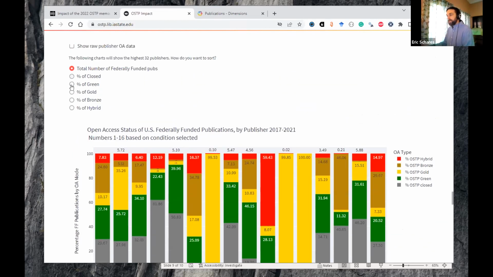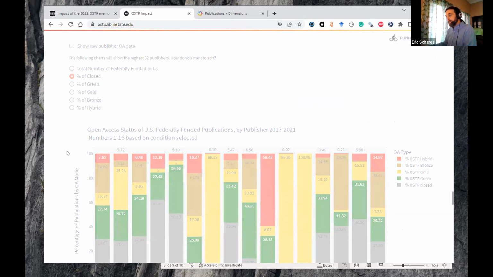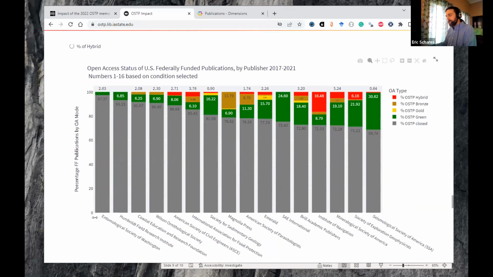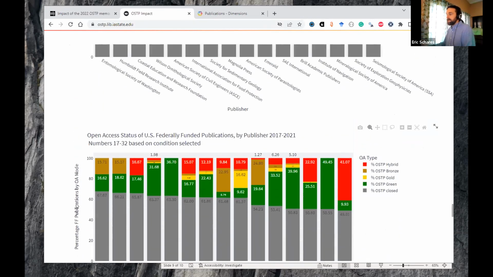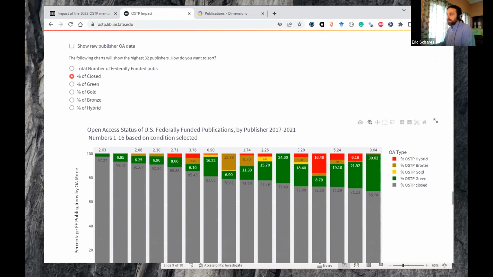We could change the manner of sorting. So let's look at who has the highest percentage of closed access on federally funded research. Now, the Entomological Society of Washington, the Humboldt Field Research Institute, right? Emerald, Brill, SAE. It's around 3/4. If we go down here to the next set, here's IEEE at 60% again. And so all the gray has to go away from these graphs, is kind of the takeaway. These federally funded publications will no longer be allowed to be behind a paywall. They need to be made publicly available, open access in some form.